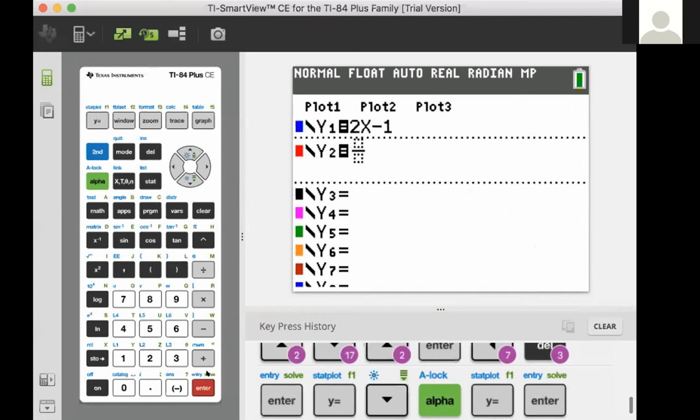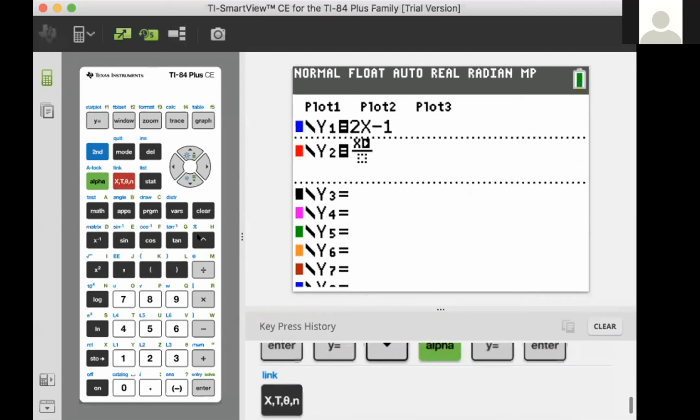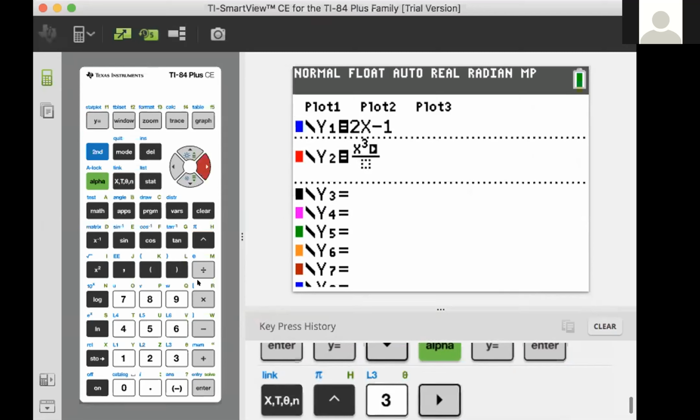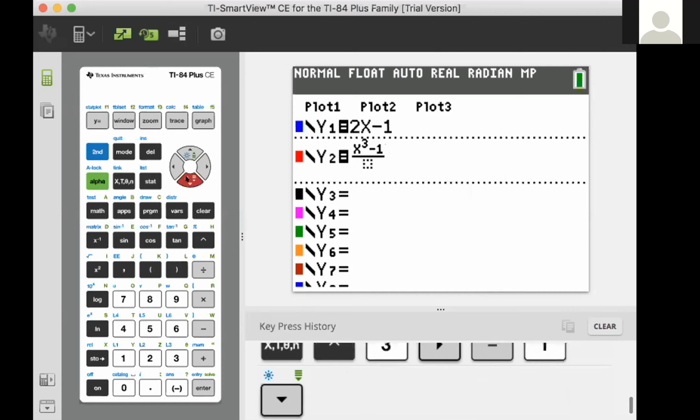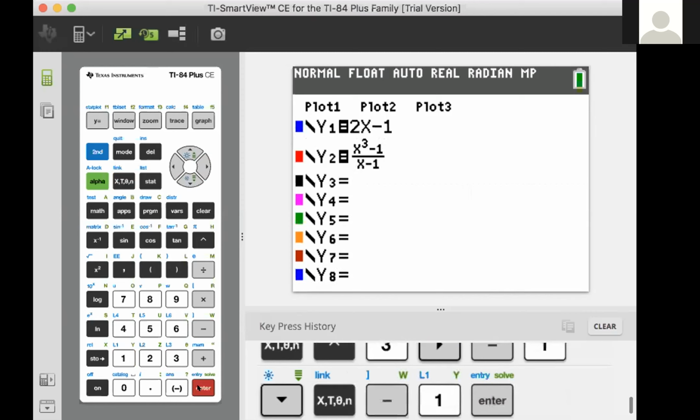And we want to type x cubed minus 1. So we know where x is. This caret sign, little up arrow, that's to the power of 3. Go forward with the right arrow, minus 1. To go to the bottom, down arrow, is x minus 1. Press enter. Now that's y2. That's our equation, y2.